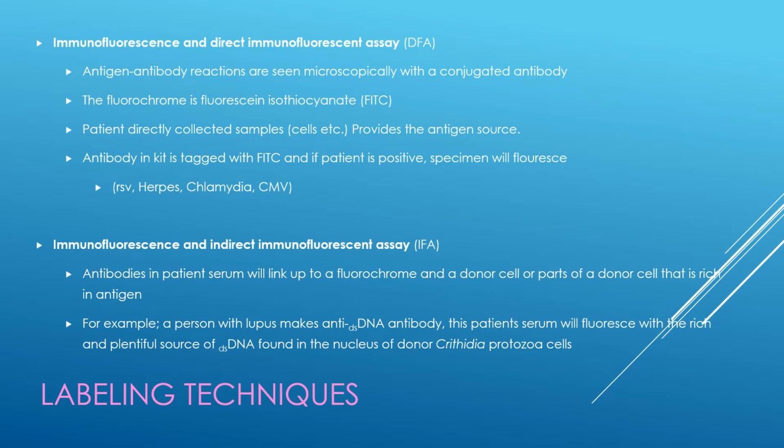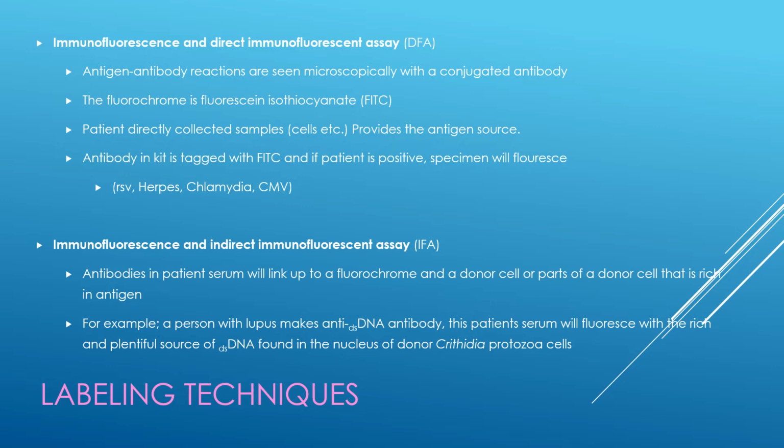The fluorochrome is fluorescein isothiocyanate, or FITC, and the patient directly collected samples provide the antigen source, and that would be things like nasopharyngeal cells or columnar epithelial cells or endocervical cells, like if we're looking for chlamydia.